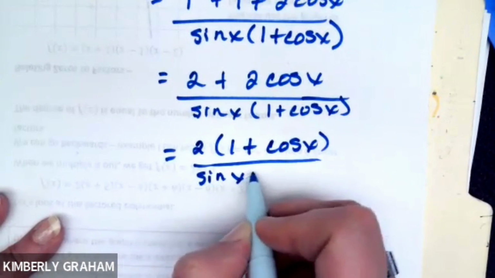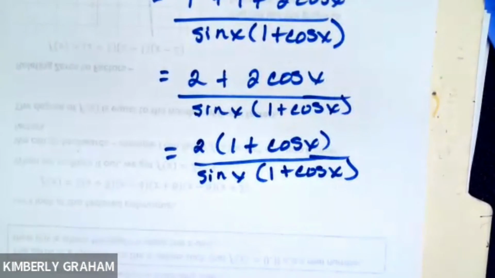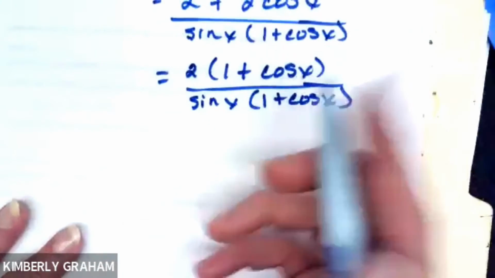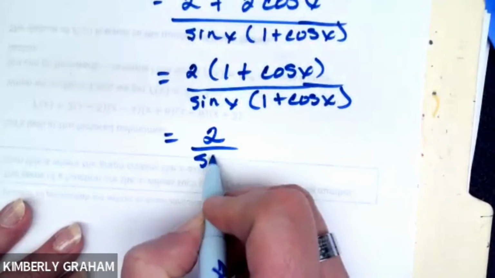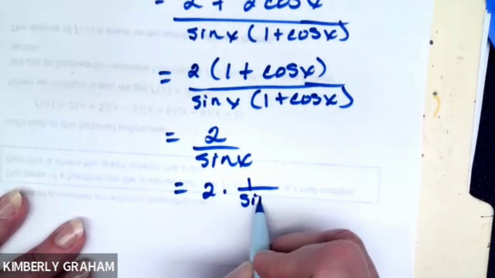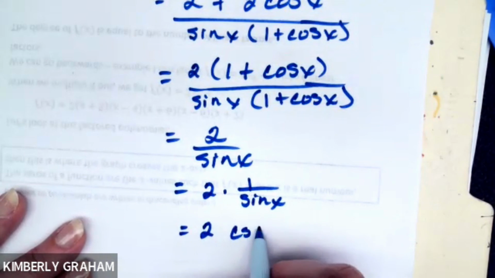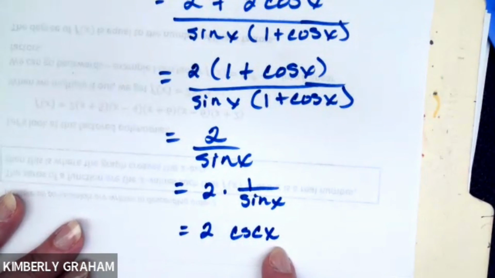Now I have 1 plus cosine in the numerator and denominator. Remember that you cancel factors, you don't cancel things that are being added and subtracted. So if I want something to cancel out, I need to probably factor. So this will leave me with 2 over sine x. That's the same thing as 2 times 1 over sine x. And 1 over sine x is cosecant x. And this is what I was trying to get to.